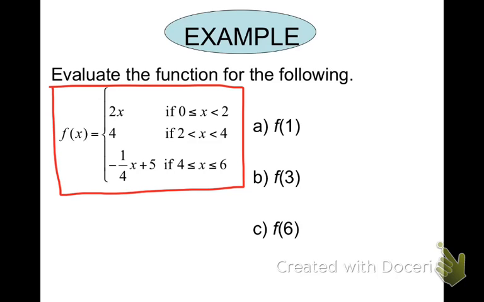So if I were to speak this out loud, I would say f of x is equal to 2x if 0 is less than or equal to x, less than 2. f of x is equal to 4 if 2 is less than x, less than 4. And f of x is equal to negative 1/4 x plus 5 if 4 is less than or equal to x, less than or equal to 6.